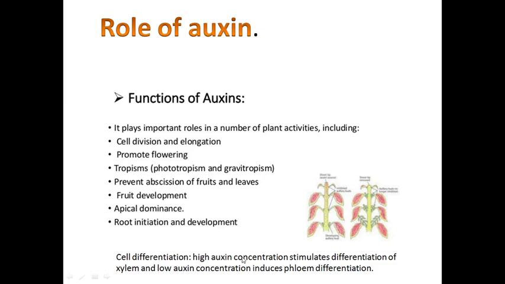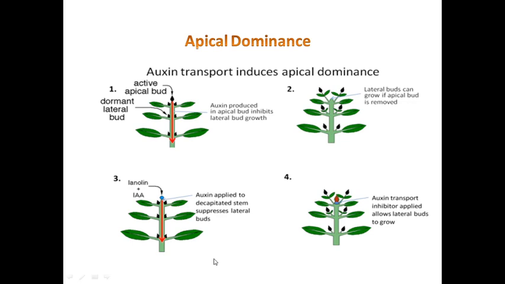You see, high auxin concentration stimulates differentiation of xylem. If a plant has a high concentration of auxin, it stimulates the differentiation of xylem, and low auxin concentration induces the phloem differentiation. So the differentiation in plants is done by the auxin. Cell differentiation is done by auxins. So here we go about the role.